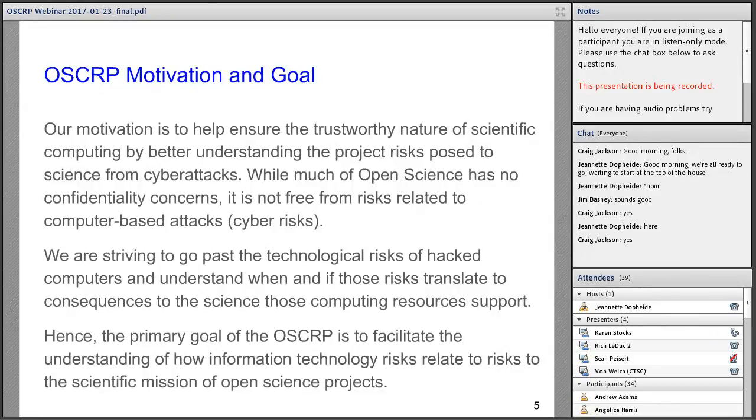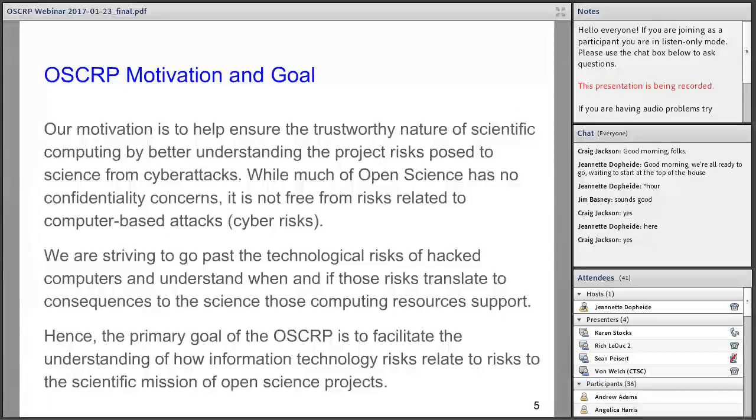So the overall motivation for this group in creating the risk profile was to help support the trustworthy nature of scientific computing by better understanding the risks that are posed to even open science from cyber attacks. And as I mentioned before, even if it's open data, there are certainly many risks that still exist. We're working to go beyond a discussion of the technological risks from an IT perspective and to carry that through to understand how those risks translate to consequences to the science that those computing resources support.